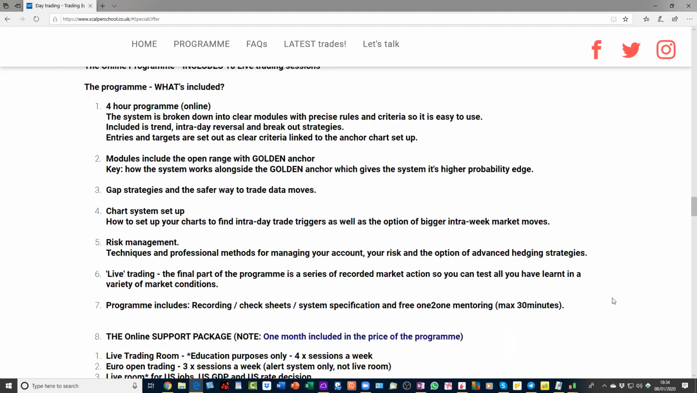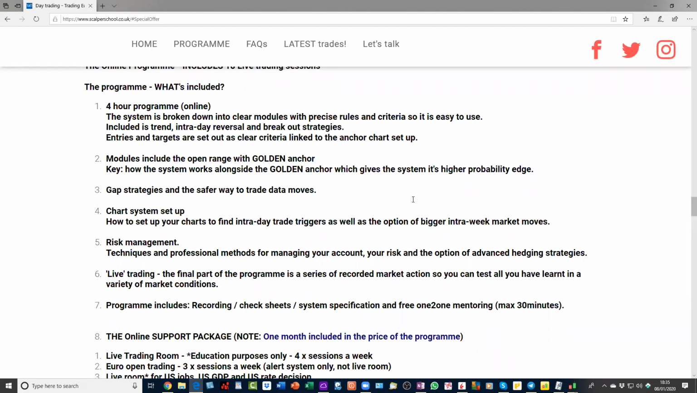and gets you into some moves in quieter times. Gap strategies, we have 2 gap strategies, and they are key. You've seen an example of one today. Actually, there's more. There's probably about 3 strategies to gaps. There are 3 aspects to gaps which are crucial on what happens intra-week, not just intraday. The chart system setup is a very, very simple way of analyzing and preparing for these high probability trades.